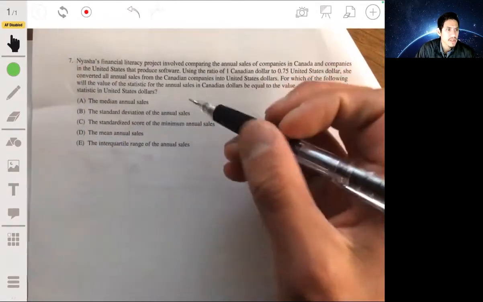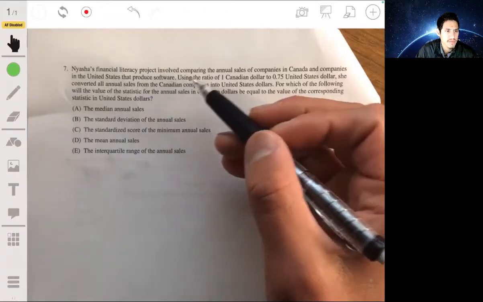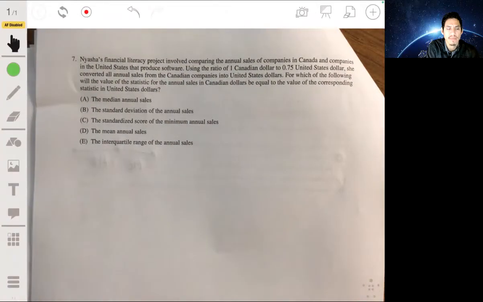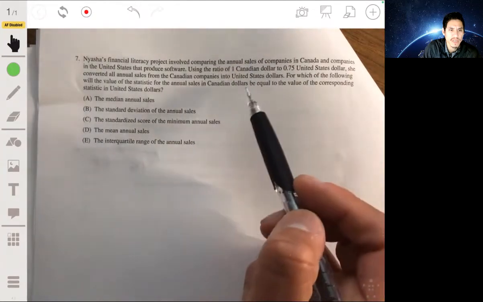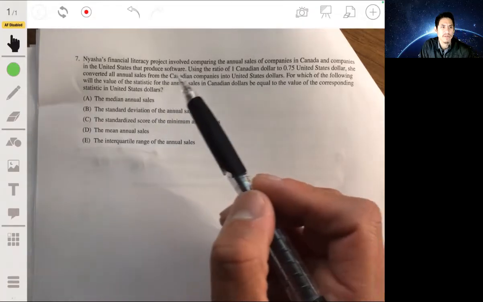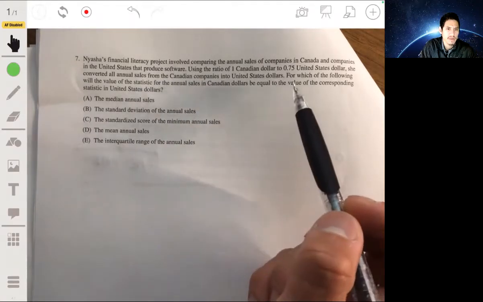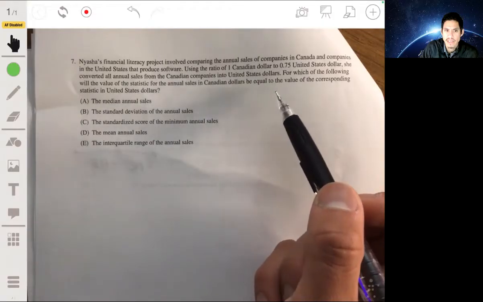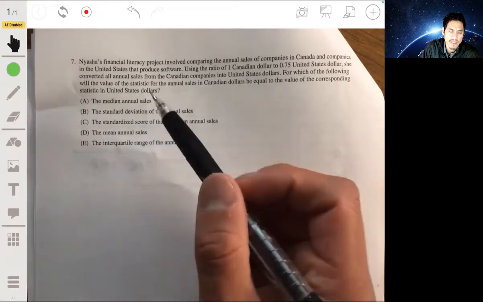All right, 7. Naisha's financial literacy project involves comparing the annual sales of companies in Canada and companies in the United States that produce software. Using the ratio of 1 Canadian dollar to 0.75 United States dollar, we converted all annual sales from the Canadian companies into US dollars. For which of the following will the value of the statistic for the annual sales in Canadian dollars be equal to the value of the corresponding statistic in US dollars?